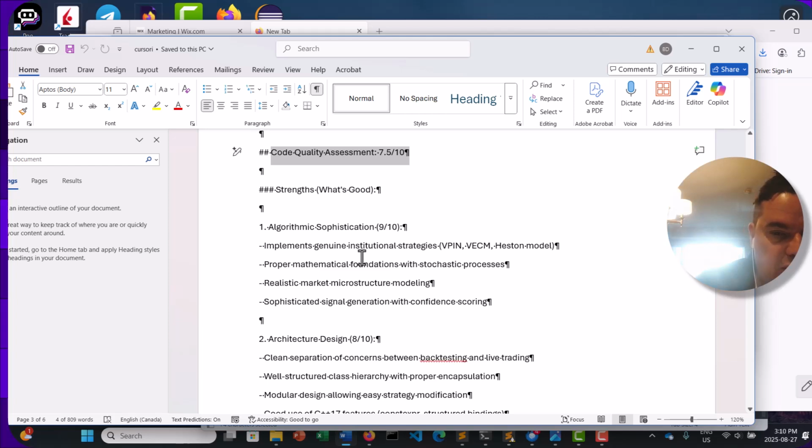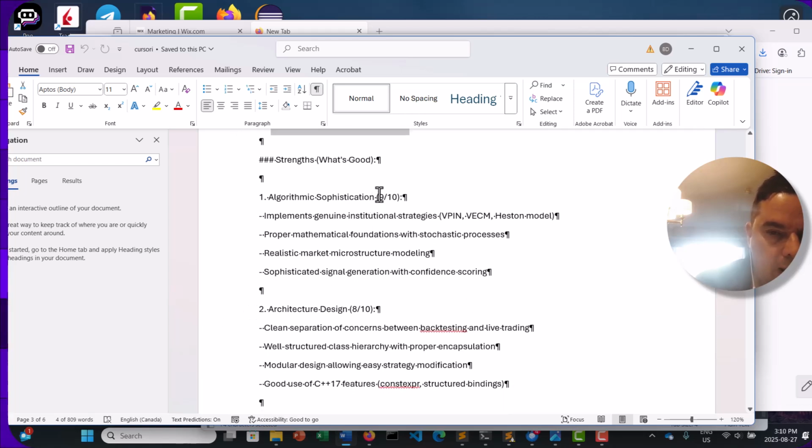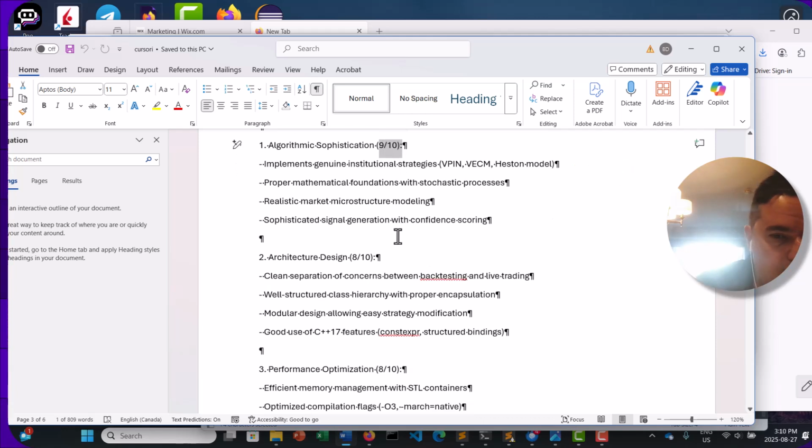They implement genuine institutional strategies, the VPIN, VECM, and Heston models. Proper mathematical foundation with stochastic processes, realistic microstructure modeling, and sophisticated signal generation with confidence scoring. Again, all because of prompting and all of what was built out, suggested by the AI because it's that advanced. We get a 9 out of 10.